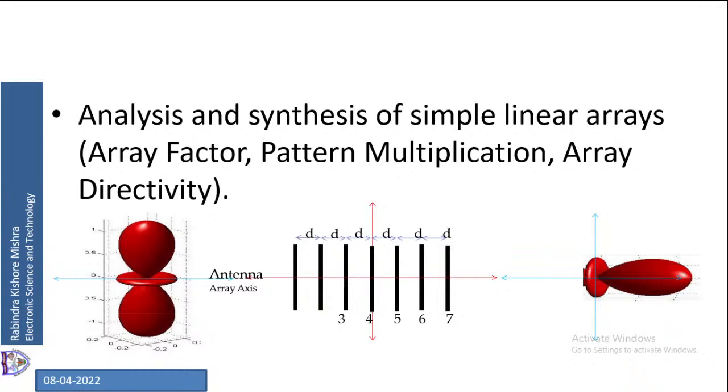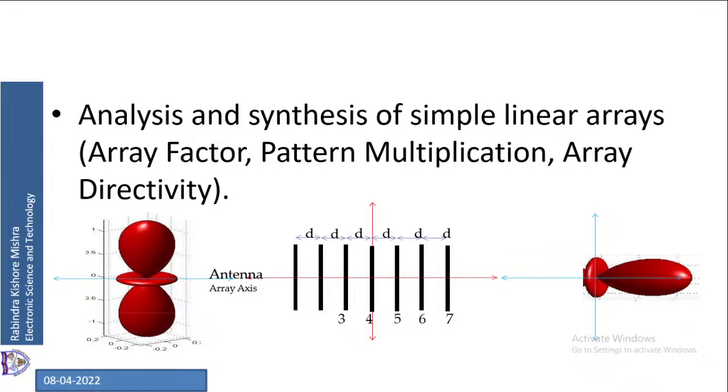This is an array because we have more than one antenna. When we have more than one antenna, we call it an array. And these antennas have their centers along a straight line. This straight line is called the array axis, and since the center of each antenna is on this straight line, which is a linear curve, these are called linear arrays.